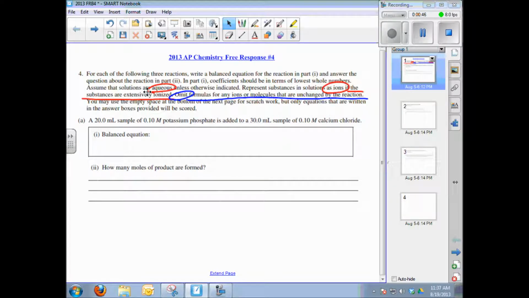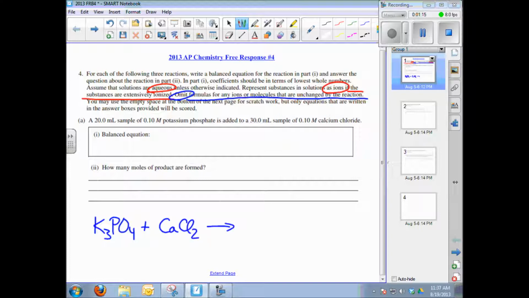All right, let's move on to question subpart A. 20 mL of 0.1 molar potassium phosphate are added to 30 mL of 0.1 molar calcium chloride. So you need to know your polyatomic ions for a reason, and this question is the reason. What is potassium phosphate? Well, potassium is a 1+, phosphate's a 3-, so there's potassium phosphate. Same for calcium chloride, CaCl2.